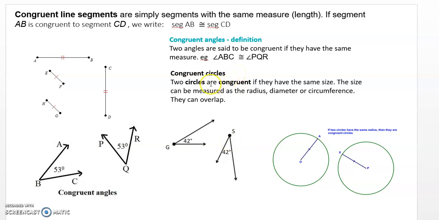Now what is the meaning of congruent circles? Two circles are congruent if they have the same size. The same size in the sense that the size can be measured as the radius. So this is a radius. OA is the radius in this and XP is the radius in this. The size can be measured as radius, diameter or circumference, or they can overlap. Overlap means they coincide with one another. The centers coincide and they overlap, that means placed one above the other. So this is the meaning of congruent circles. Now we'll move to the next slide.